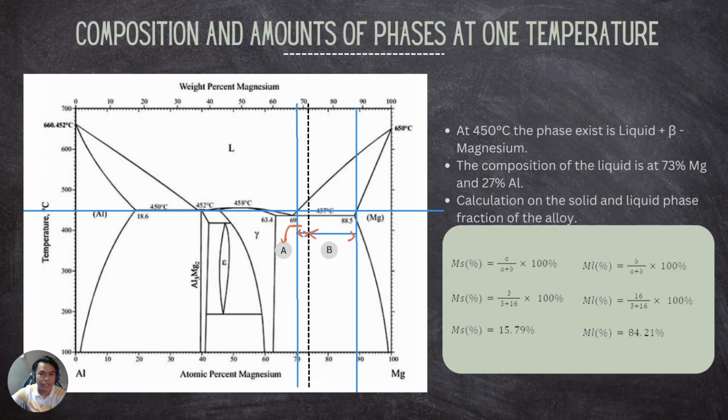Next is composition and amount of phases at one temperature. For this state, I choose 500 degrees Celsius, where the phases that exist are liquid plus magnesium. The composition of the liquid is 73% magnesium and 27% aluminum. As you can see from the calculation, the mass fraction of the solid is 15.79% and the mass fraction of liquid is 84.21%.